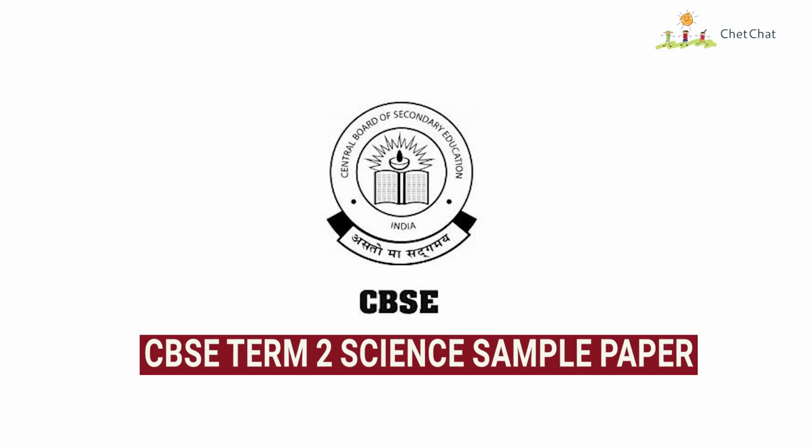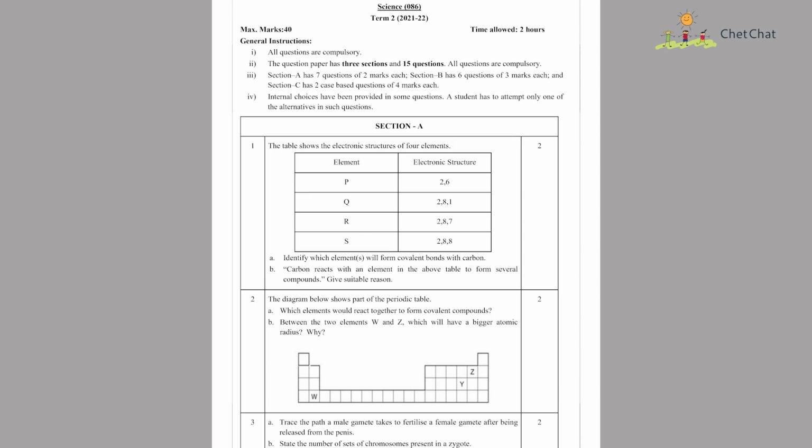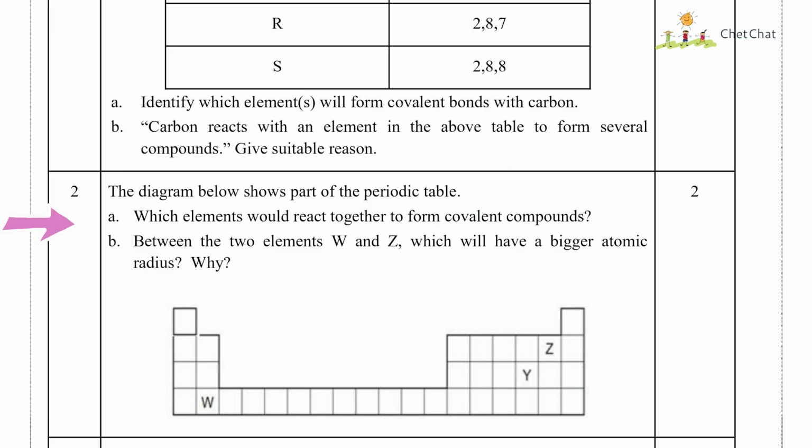Let's take the CBSE Term 2 Science sample paper and let's read question number 2. There are 2 subparts and the total marks are 2. This means that each subpart has 1 mark each. Now, let's read part A. Which elements would react together to form covalent compounds? The answer would have 2 elements and each element would fetch you half a mark.